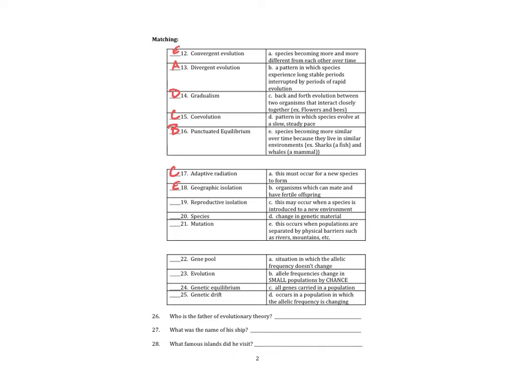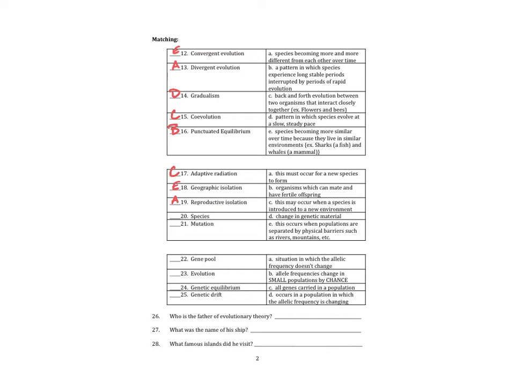Number 19 is reproductive isolation. This is letter A. And this has to occur for a new species to form. If species can continually interbreed with each other, then they might be members of the same species. So reproductive isolation is when you have two populations that are different enough from one another that they can no longer share DNA with each other, so they can't reproduce together.